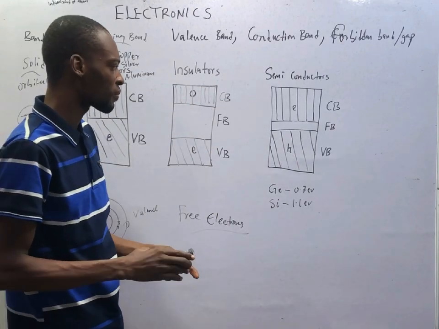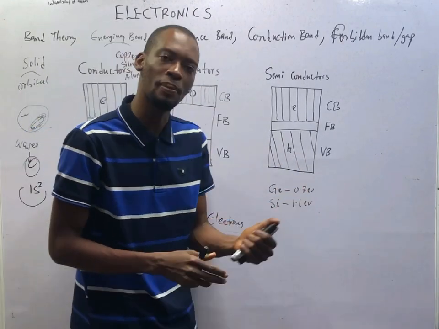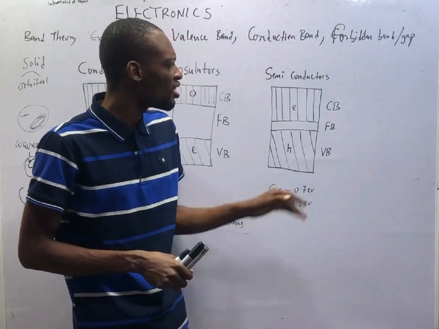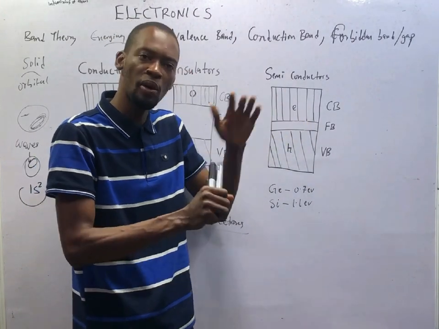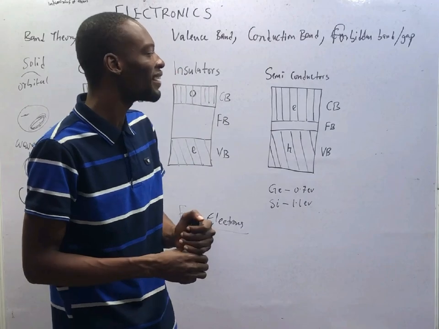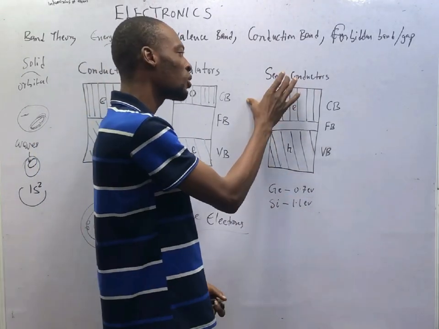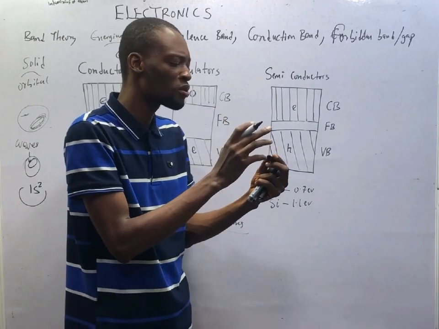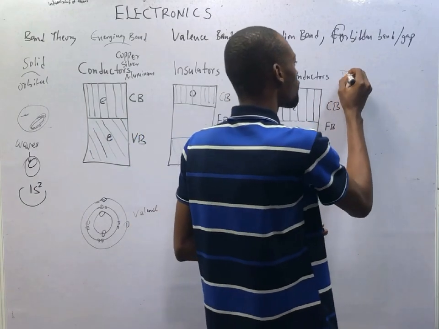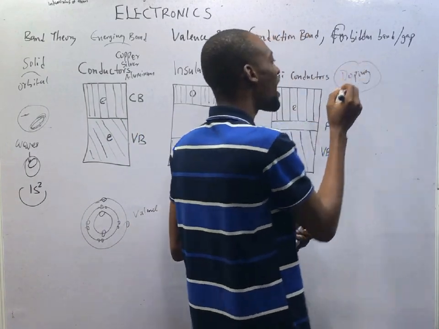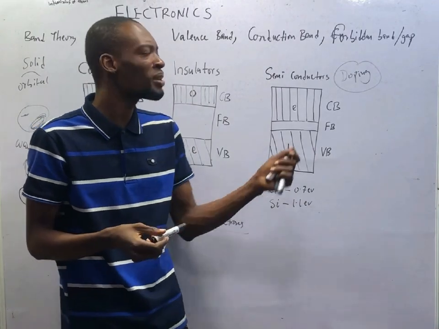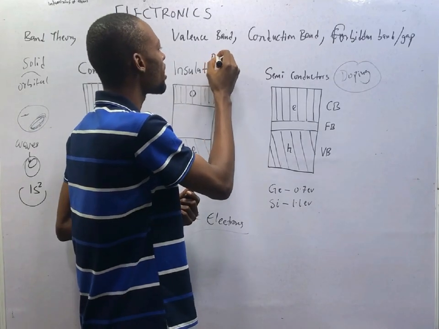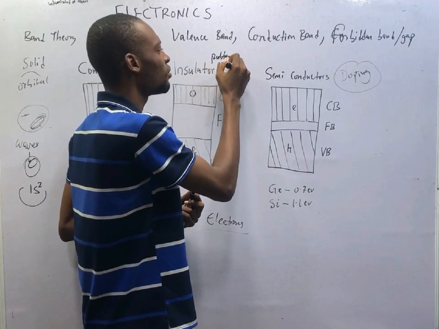Now let's go to semiconductors. Semiconductors also have conduction band, valence band, and the forbidden gap. But the forbidden gap is very narrow. Therefore, we shall need external force to make these semiconductors conduct. And like I said, the process of making semiconductors conduct electricity is doping, because you need to add external impurities to semiconductors so that they are able to conduct. Example of insulator: rubber, and plastic is an insulator.